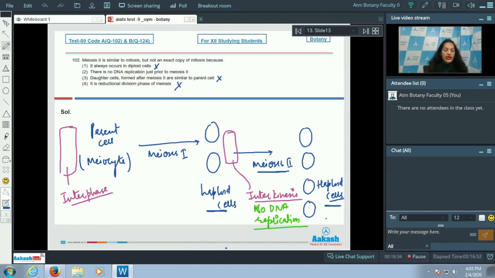So this is wrong. Second option, there is no DNA replication just prior to meiosis 2. It is true. Here in interkinesis, there is no DNA replication and is correct, and this makes it different from the mitosis, as just before mitosis, there is DNA replication in the interphase. So the correct option for the given question is option number 2. Let's move to the next question.